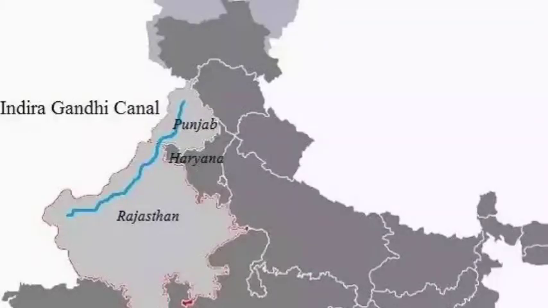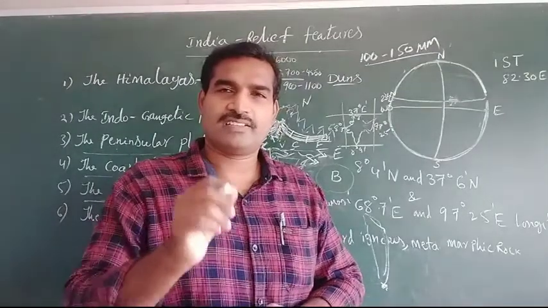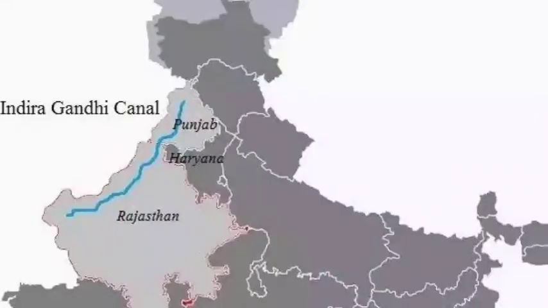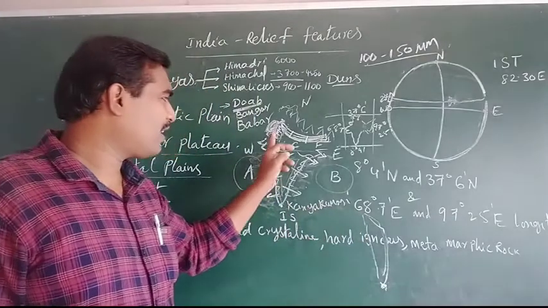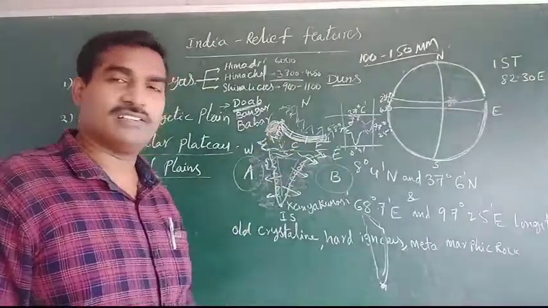Canal. So do you know which is the longest canal in India? Yes, Indira Gandhi Canal. How much length is it? 650 kilometers. The water is brought from the Satluj river. It is a tributary of Indus. Okay, next. Another important one, the Luni river is also there in the desert.